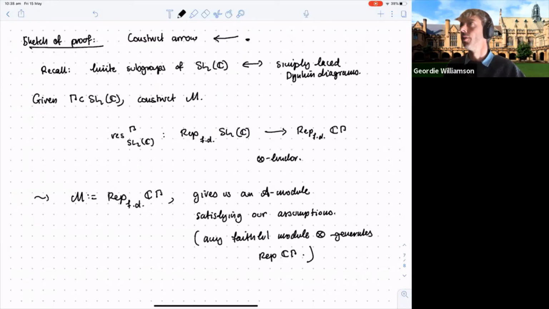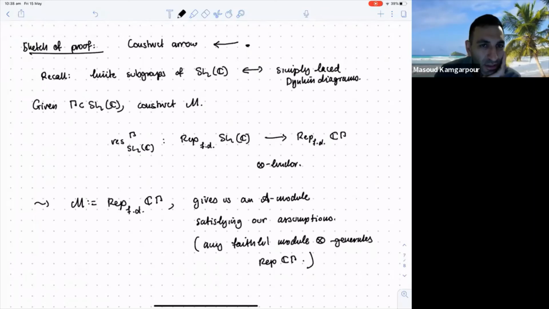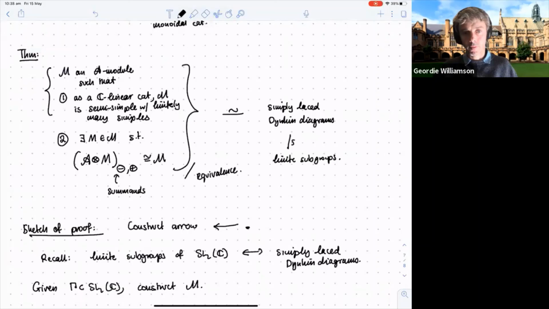So now to go back the other way is much more complicated, and I'll only outline this. Are there any questions based on this?